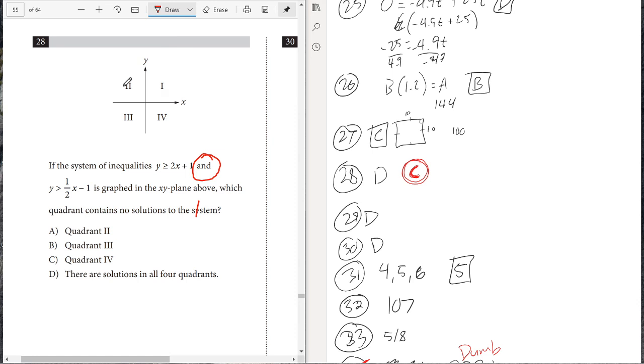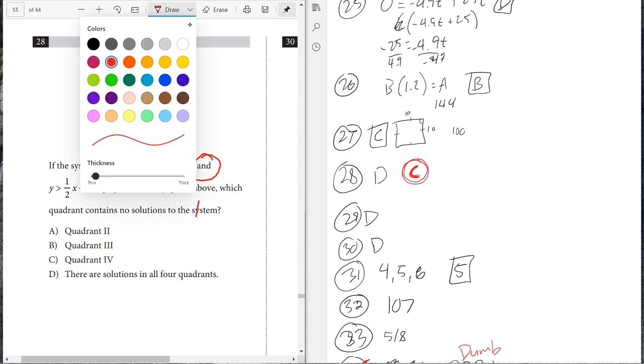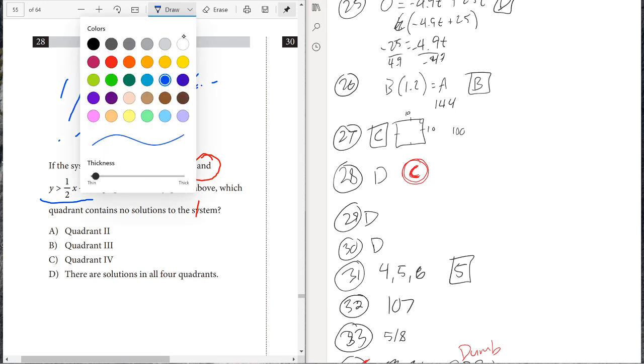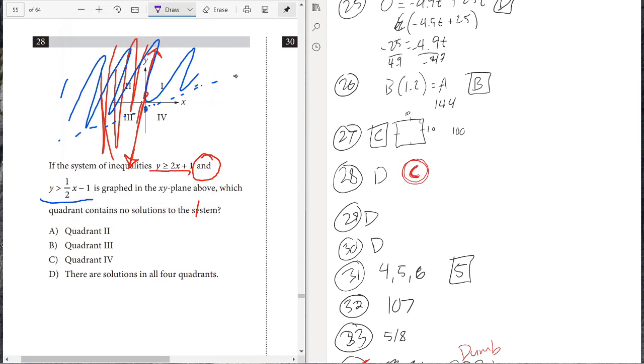All right, so let's say this one's red. So plus one's right here. 2x, so it'd be something like that. And it would be all of that. All right. And let's change to blue. So minus 1 would be right here. 1 half x would be like that, kind of. And all up here. So let's go ahead and change to, is there a purple? There we go. So it would be this. This would be what they have in common.